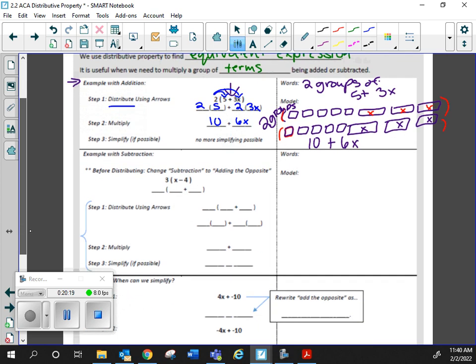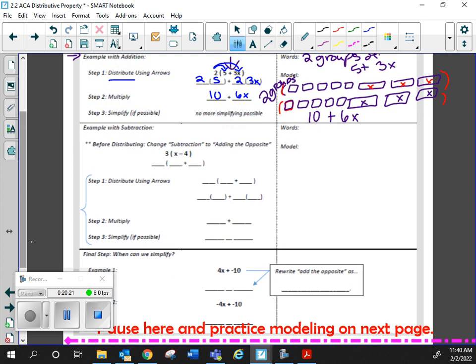Predicting. What do I already see in that next equation? A negative, or actually a subtraction sign. Okay, let's talk about it. Let's first do the words. Try and guess. What do y'all think the words would be? Three groups of what? X minus 4. Very good. 3 groups of X minus 4. Awesome.